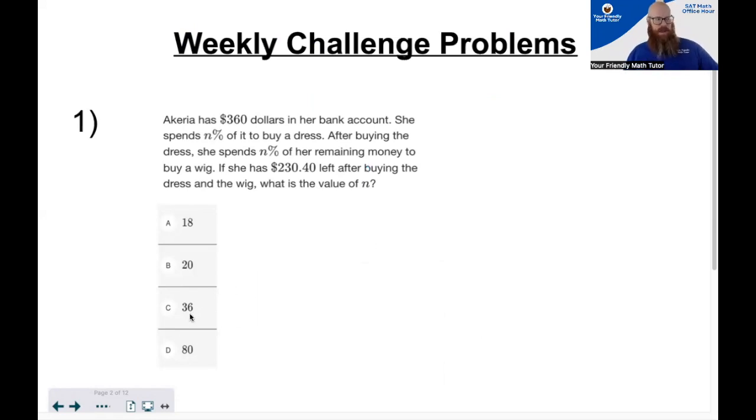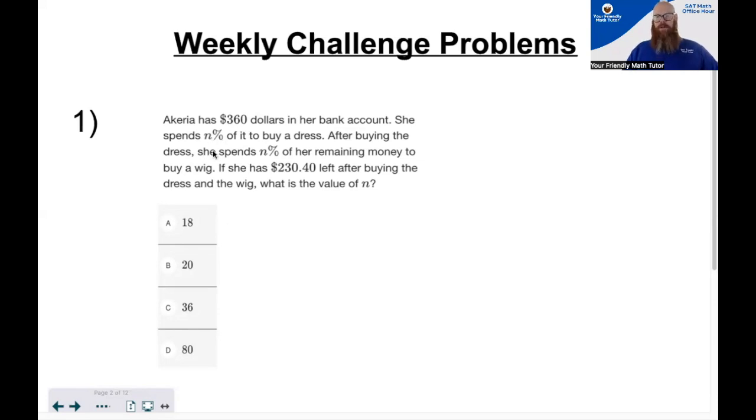So here we have: Akira has $360 in her bank account. She spends N% of it to buy a dress. After buying the dress, she spends N% of her remaining money to buy a wig. If she has $230.40 left after buying the wig, what's the value of N?